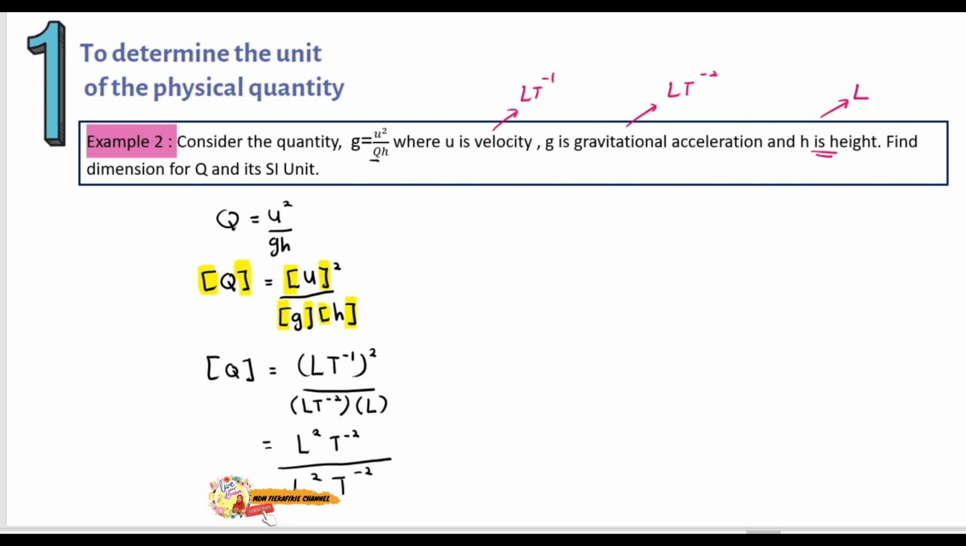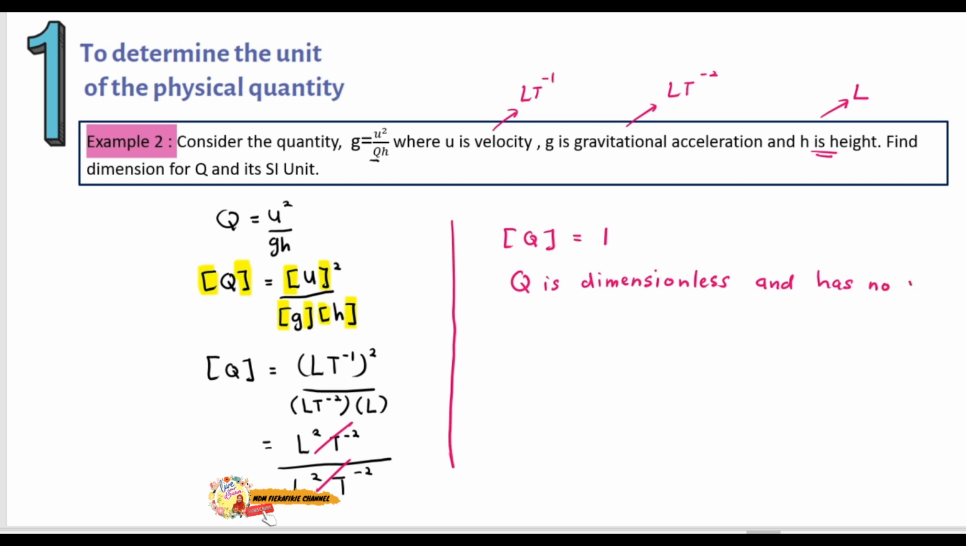So when we cancel, we can see that the dimension of Q is equal to 1. When any dimension is equal to 1, it means that Q is dimensionless and has no units. So this is the answer. We finish example number 2.